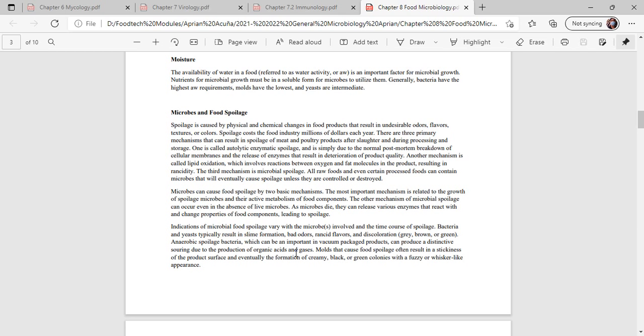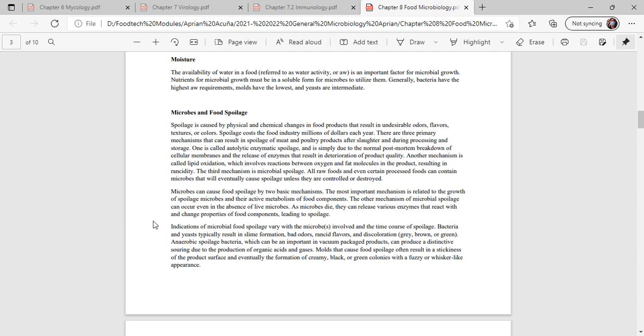As microbes die, they release various enzymes that react with and change the properties of components, leading to spoilage. So aside from the microorganism consuming your food product, if the microorganism is dead and not totally eliminated from the food product, the dead bodies of the microorganism will release different types of enzymes which will cause spoilage.